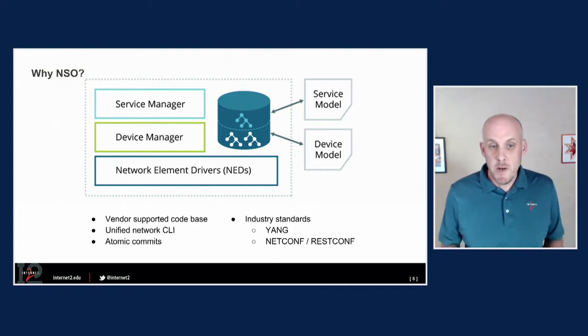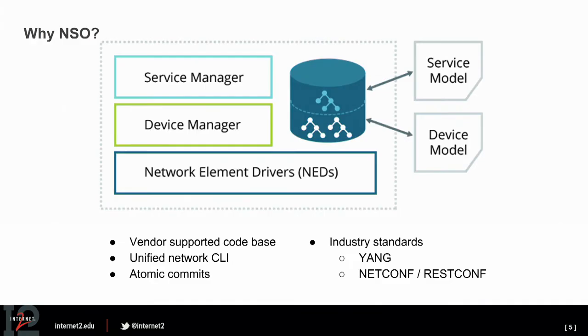Also, a big one for us is a vendor-supported code base. Instead of writing and maintaining our own code, we have a well-established code base supported by a well-established vendor. Unified network CLI for us is really important. It allows, I think, an easier transition for our network engineers into network automation. They can see a command line that they're used to. Instead of configuring specific configs on the device, they're now configuring those services, and then they can see how those services are going to be pushed out as actual configurations to the devices.